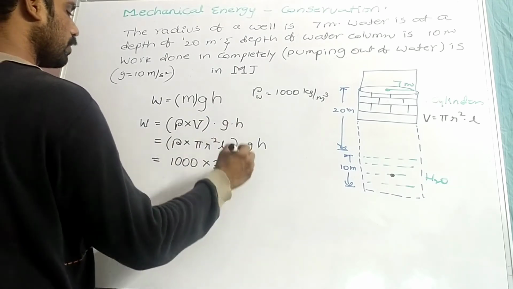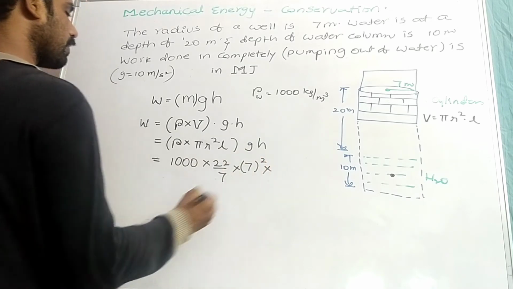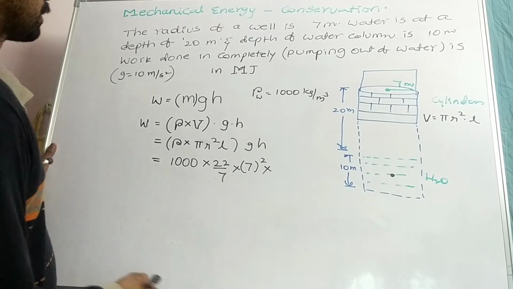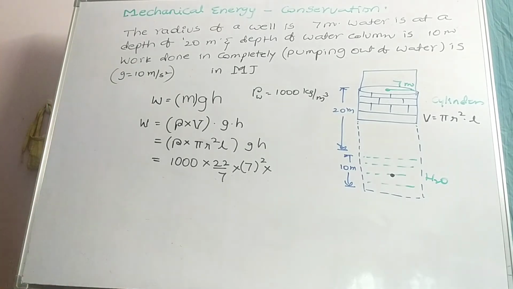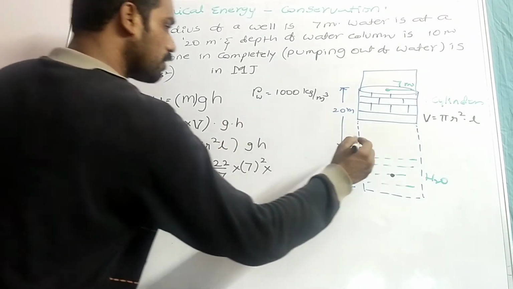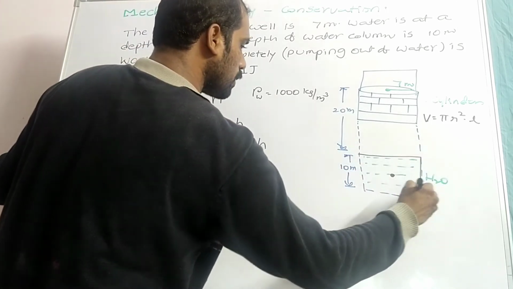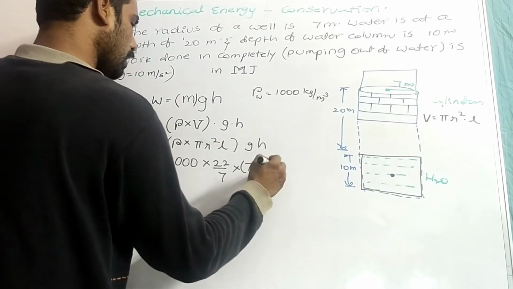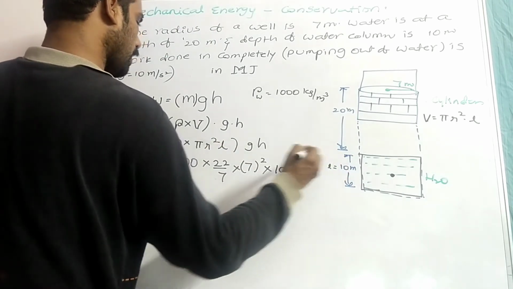1000 kg per meter cube into 22 by 7 into radius given, that is 7 square, and the length of the cylinder. The length of the cylinder we consider as 10 meter. Why? Because we have the water content only up to here, and we just have to find the water density and the water volume, the liquid content up to here only. So we take the length L is equal to 10.